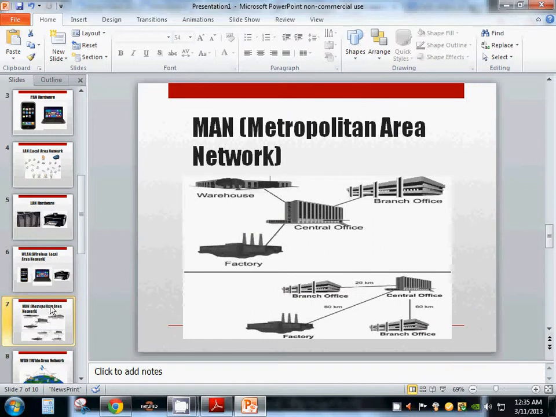And the next type of network we're going to learn about is the MAN, the Metropolitan Area Network. A metropolitan area network is a computer network that usually spans a city or a large campus. A MAN usually interconnects a number of local area networks using high-capacity backbone technology such as fiber optic links, and provides uplink services to wide area networks and the internet. So it's a bunch of local area networks together, from a factory to a central office.